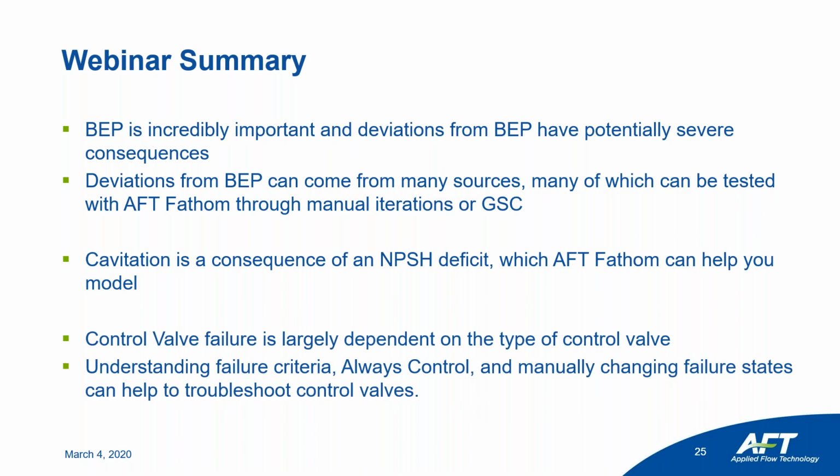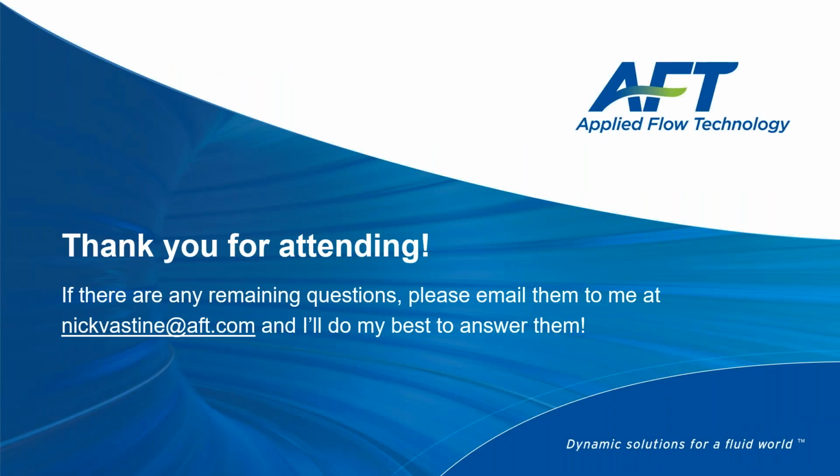Finally, looking at control valves, largely dependent on the type of control valve, and understanding why a valve is failing, what triggers it to fail, how one valve failing can affect another valve, whether it succeeds or fails. And then also looking at always control. Because always control is a default, it's kind of important to be aware of, especially when you see critical warnings like that. And so I think that just about wraps it up.